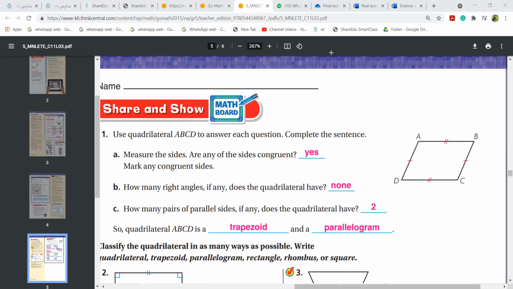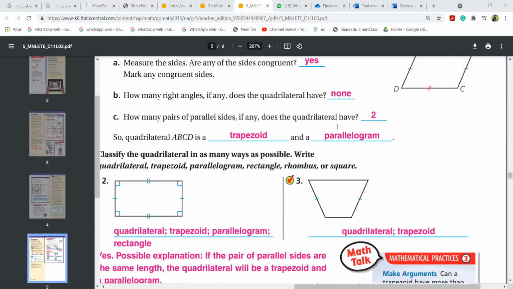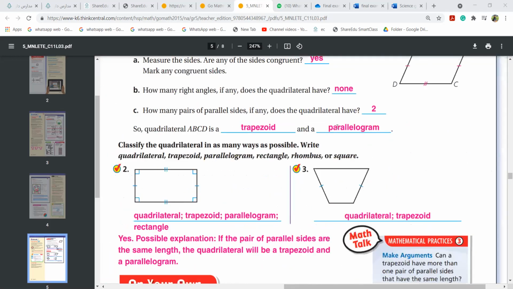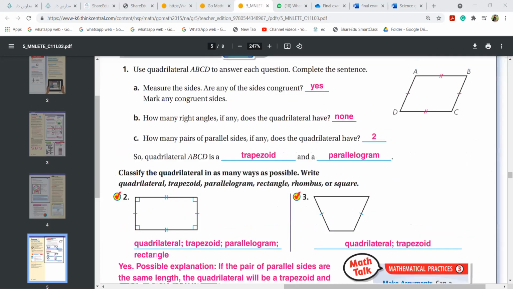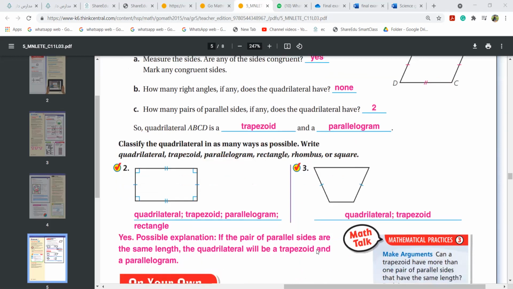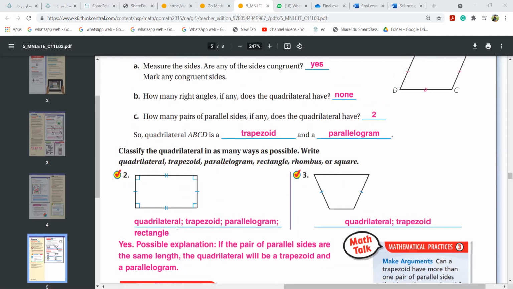Quadrilateral ABCD is a trapezoid and a parallelogram. Here, it's a trapezoid and a parallelogram and also a rectangle. They are parallel. It's a rectangle. Here, it's not a parallelogram. Is it a parallelogram? No, because these two are not the same, but it's a trapezoid. Miss, do we do 2 and 3? Yes, you need to do 2 and 3. You need to write, but don't write this explanation. Just write it is a quadrilateral and it's a trapezoid, parallelogram.